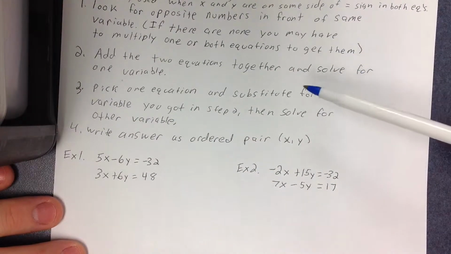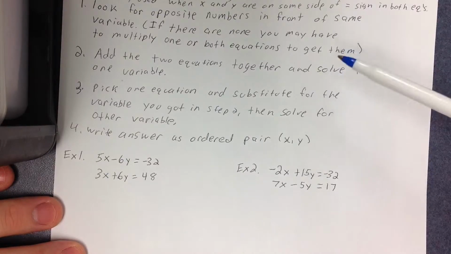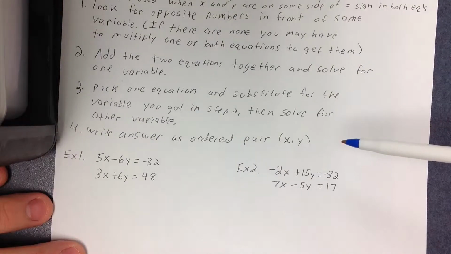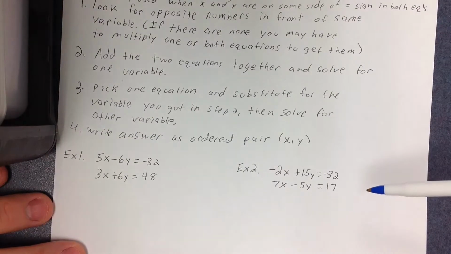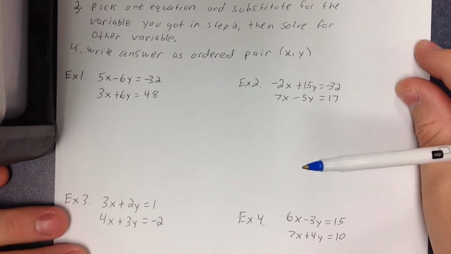After we have opposites, we add the two equations together and solve for one variable. Then we pick one equation and substitute for the variable you get in step 2, then solve for the other variable. And since it's a system, we write our answer as an ordered pair.